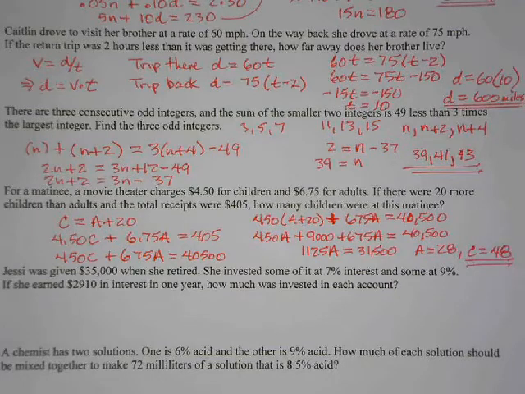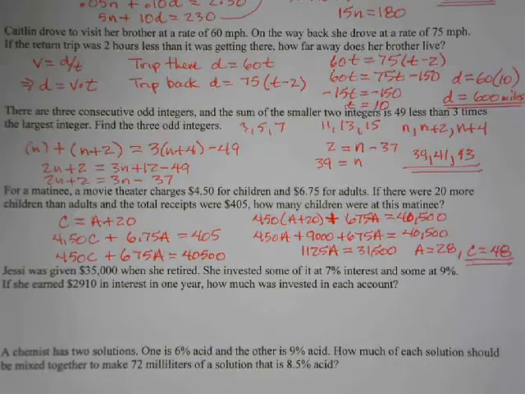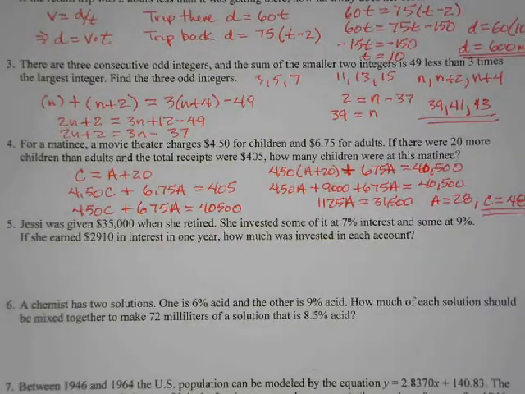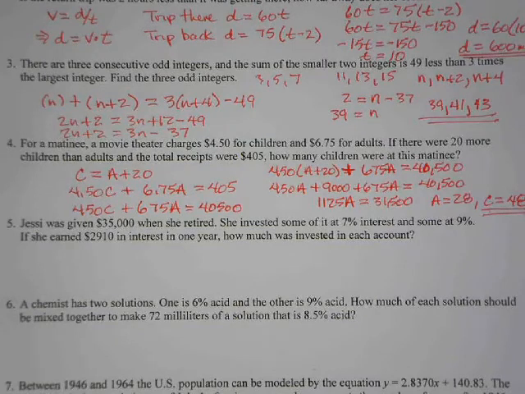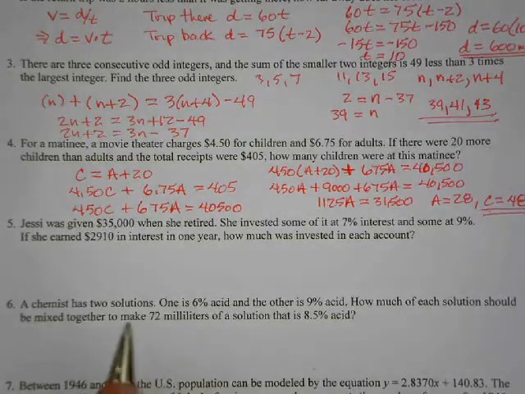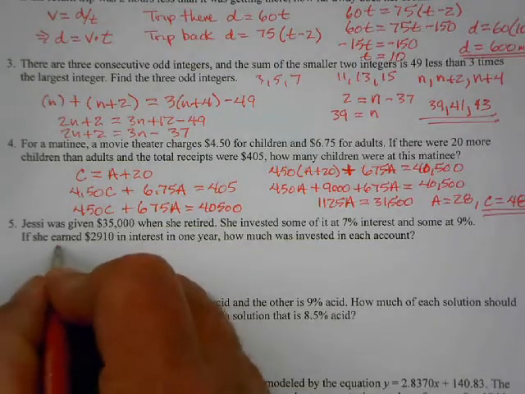All right, let's look at an example of an investment problem. Jessie was given $35,000 when she retired. She invested some of it at 7% and some at 9%. If she earned $2,910 in interest in 1 year, how much was invested in each account? And here we can make a little table to help us. So principal, the rate, the interest rate, and the time.